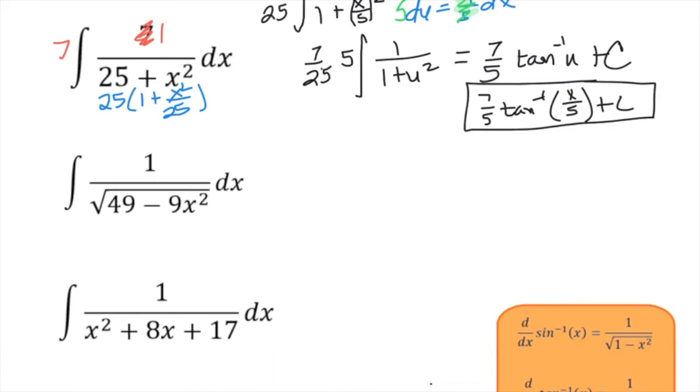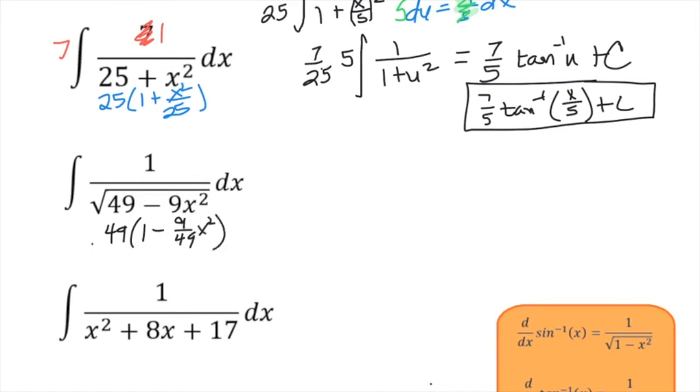I'll put this work underneath. I want this leading number here to be 1 because it is 1 minus. So I'm going to factor a 49 out. So I'm going to have 1 minus 9 over 49 x squared, like that.